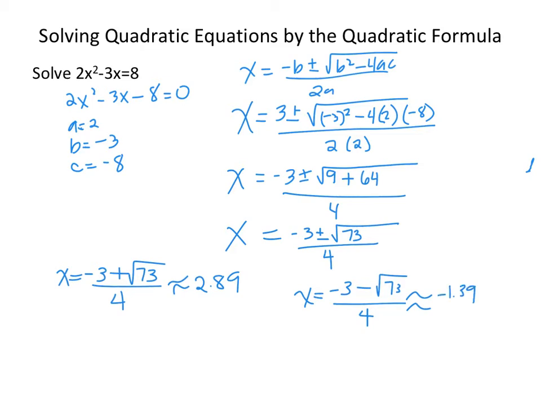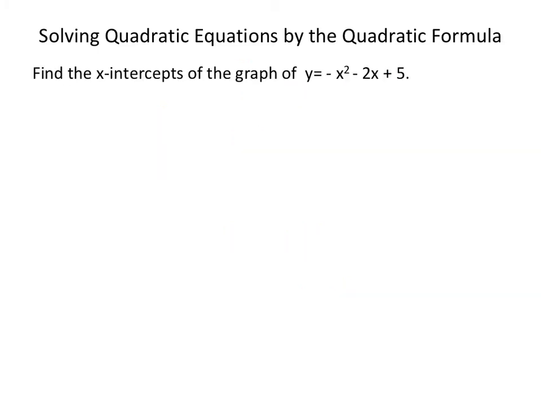And just be careful when you put it in your calculator because you'll have to do the top first, so -3 plus the square root of 73, and you'll have to press equal and then divide it by 4. Either that or use parentheses. So you have a different type of question. Now instead of it asking me to solve, it's asking me to find the x-intercepts of the graph.